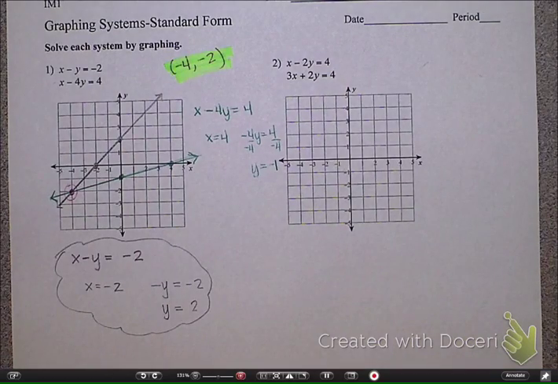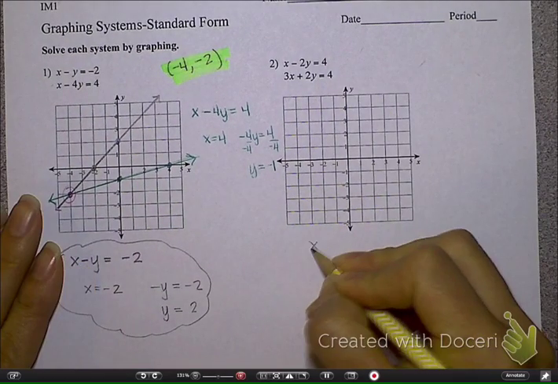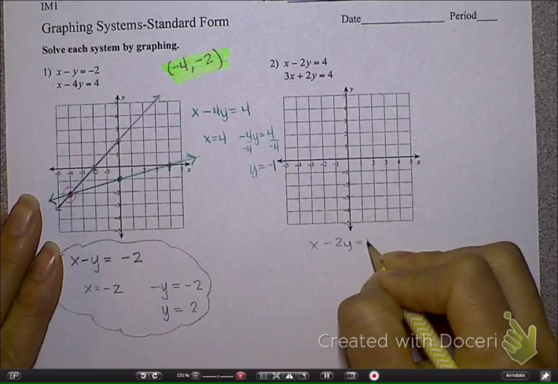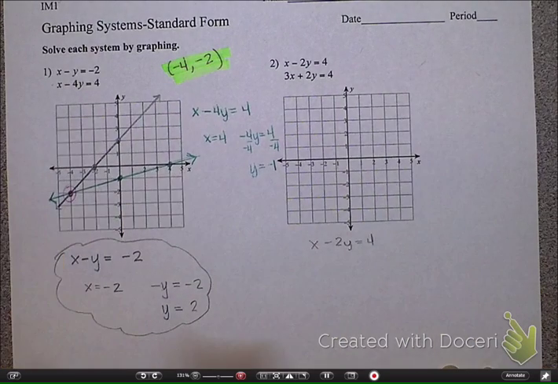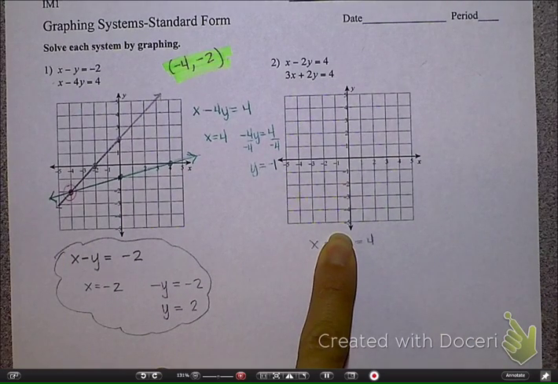Let's take a look at this one right here. For the first equation, I'm going to rewrite this: x minus 2y equals 4. When we cover up, what do we get for our x-intercept here?